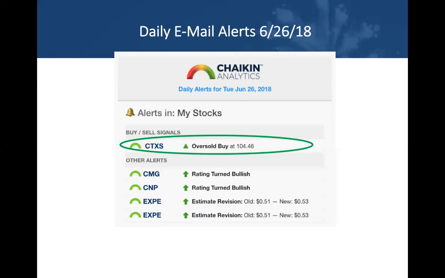Today, I got this email based on My Stocks list. One stock, Citrix, oversold by 104.46. This is a software stock that's been very, very strong. Chipotle, the rating turned bullish again, earnings estimate revisions. But the key is very focused, comes in your email. That's how you find winning trades.